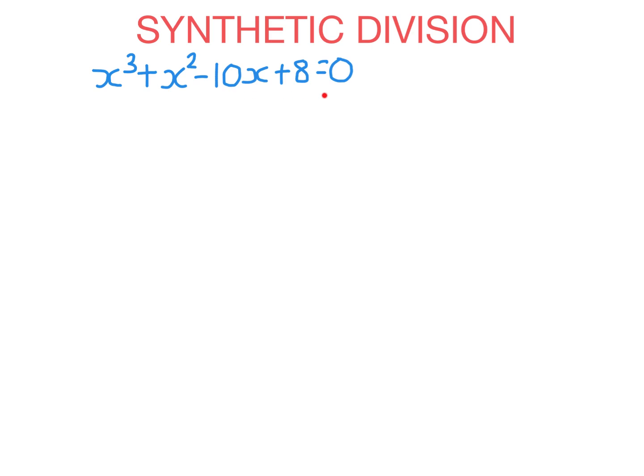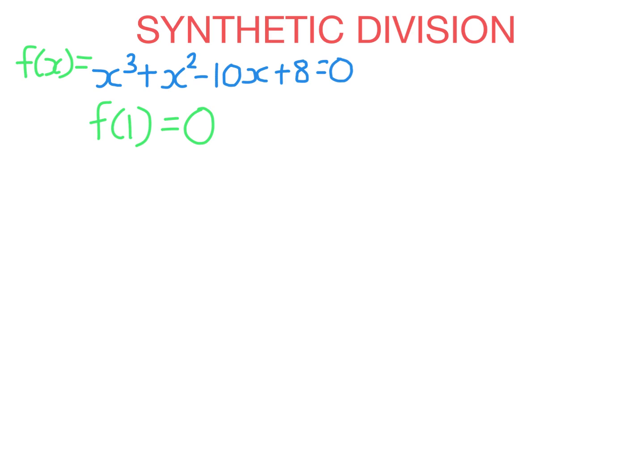To solve this equation here, I need to come up with a root first. If I call this polynomial f of x, there is an obvious root here, and that's 1, because the coefficients add to 0. So we have f of 1 equals 0. 1 is one of the solutions to this equation. We will use synthetic division to find the others.